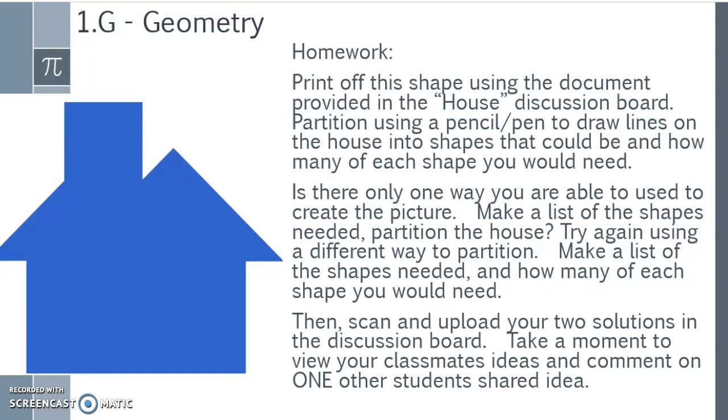Partition the house. Try again using a different way to partition. Make a list of the shapes needed and how many of each shape you would need. Then scan and upload your two solutions in the discussion board. Take a moment to view your classmates' ideas and comment on one other student's shared idea. You'll notice that there are multiple different ways to create this house using multiple different types of shapes. So be creative, and I look forward to seeing what you come up with.